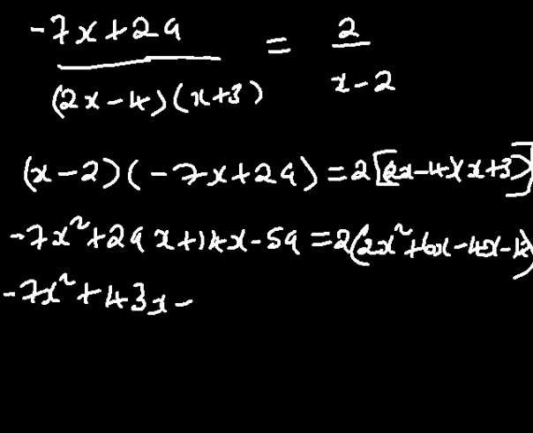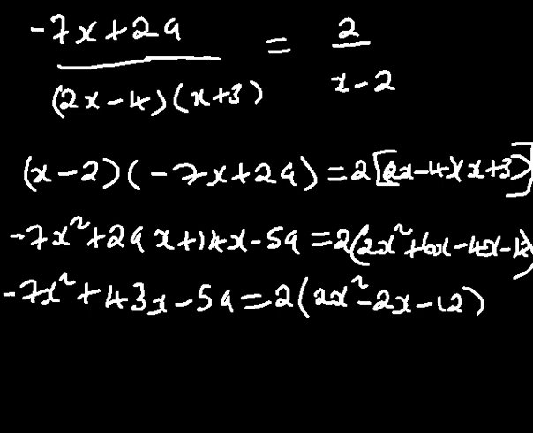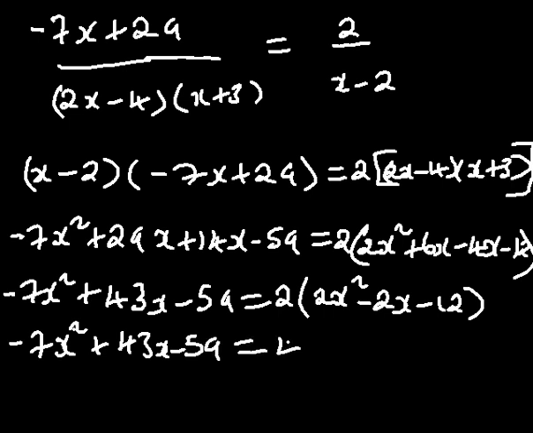43x and the minus 58, which is equal to 2 times 2x squared plus 2x minus 12. Then we have to distribute 2. That will be given as negative 7x squared plus 43x minus 58, which will be equal to 4x squared plus 4x minus 24. And then take it from here.